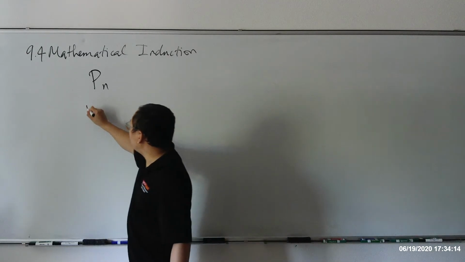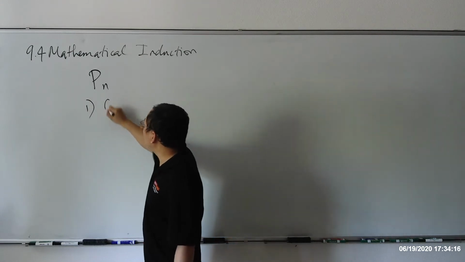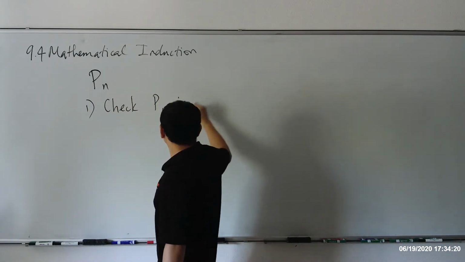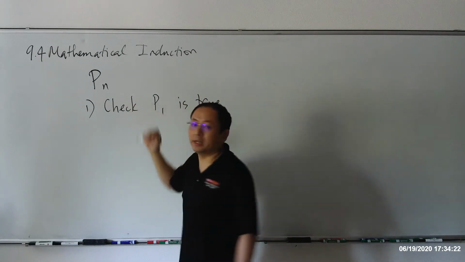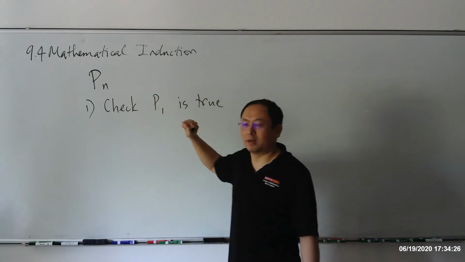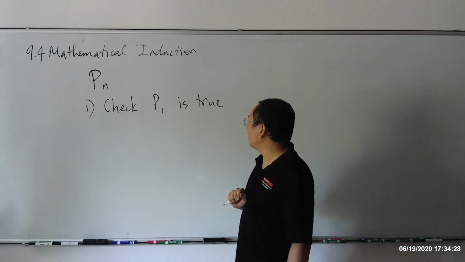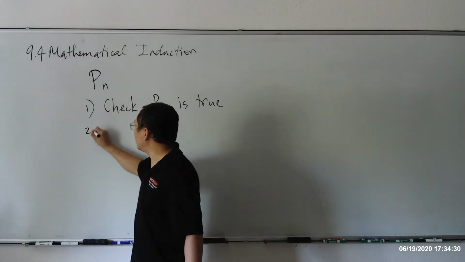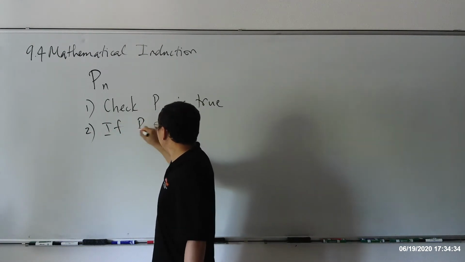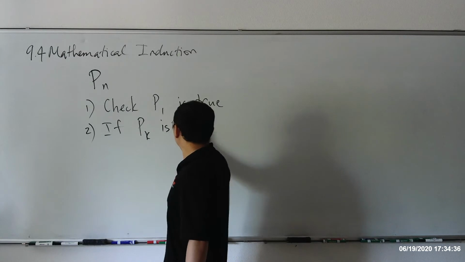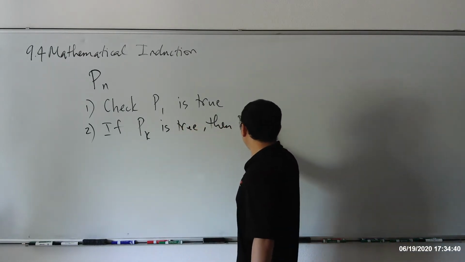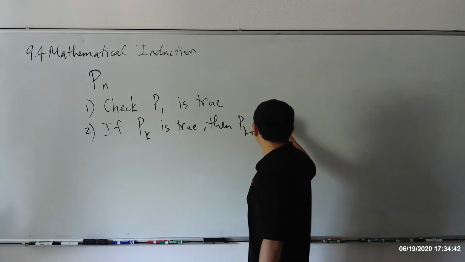We're going to follow a couple of steps. Step number one, you need to check if P1 is true. This is called the initial step, the first step. It's true for any counting number n, starting from 1, right? So is P1 really true? And number two, you try to prove that if Pk is true, then the next step, which is Pk plus 1, is also true.